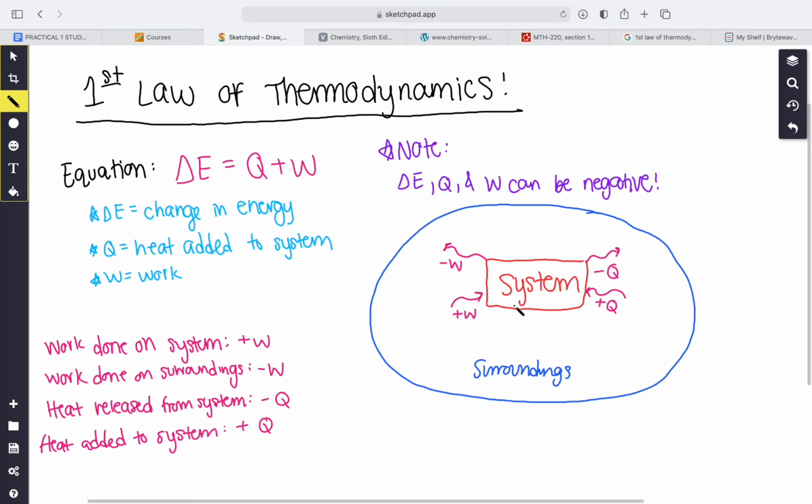So now let's look at work. Same exact situation. If work is leaving the system, it's going to be negative work. So what that means is that the system is doing work on the surroundings, right? We usually think of this as a volume change.